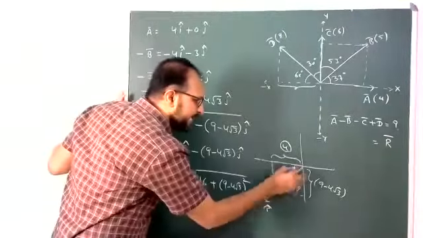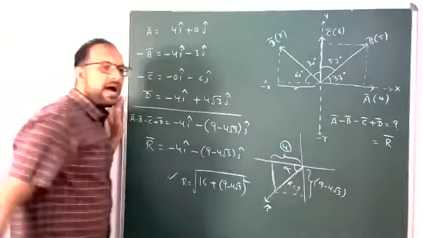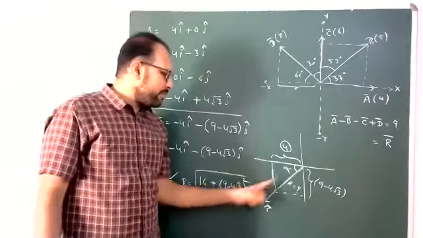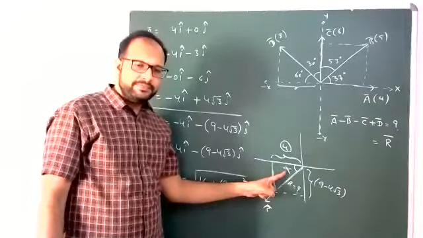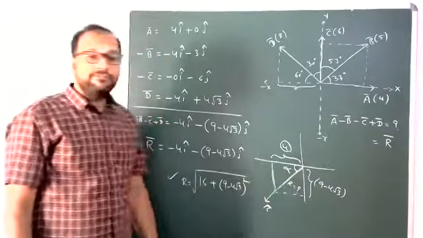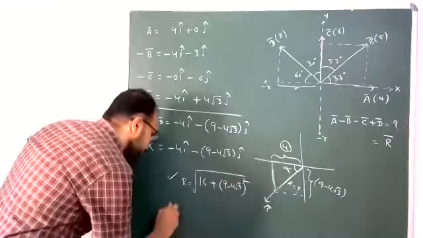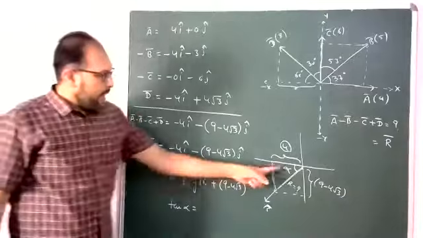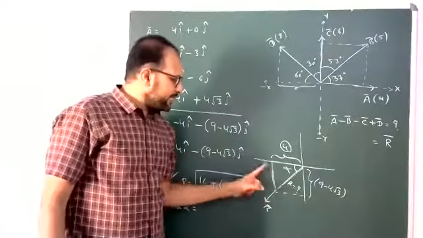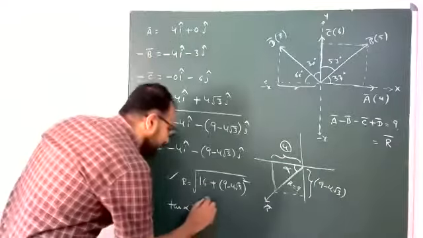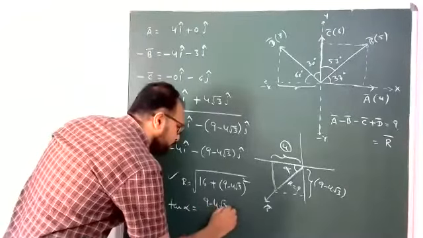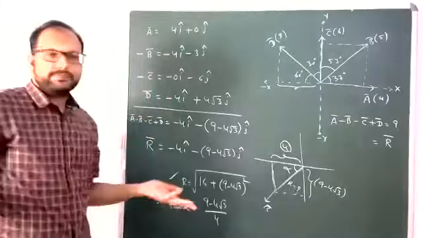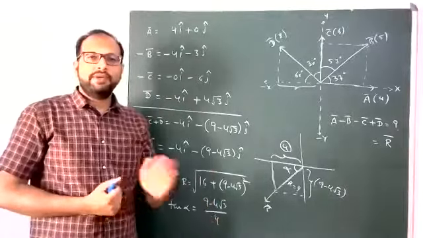Suppose with the negative x-axis the angle is alpha. With the negative x-axis, R bar is making an angle alpha. Tan alpha equals opposite by adjacent. What is opposite? 9 minus 4 root 3 divided by 4. That's it. Therefore, alpha equals tan inverse of that.